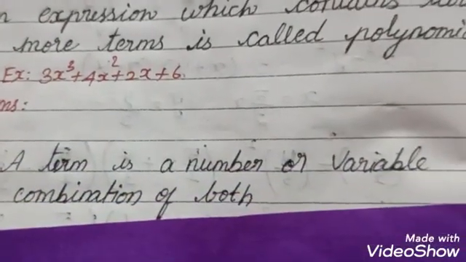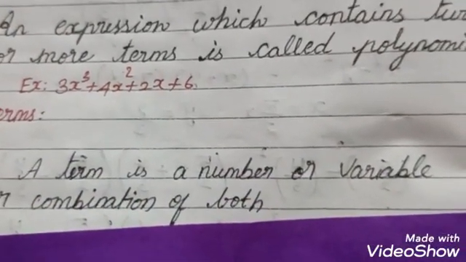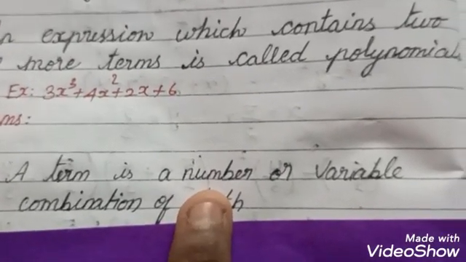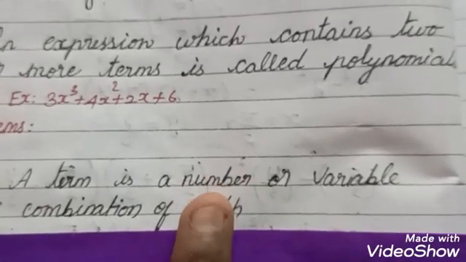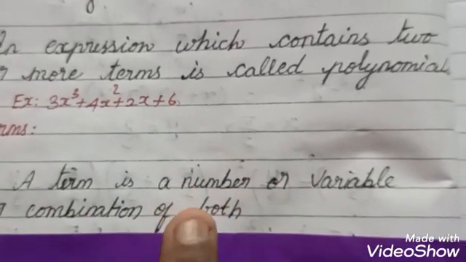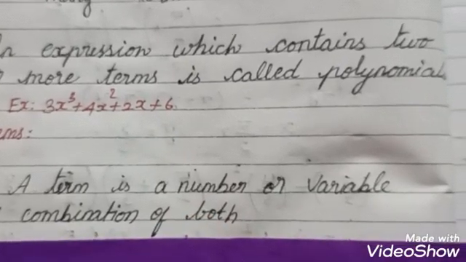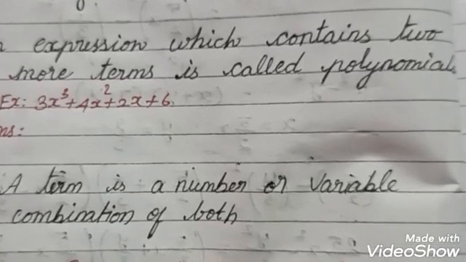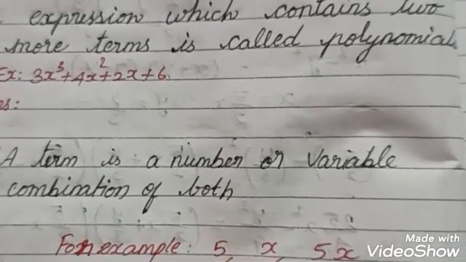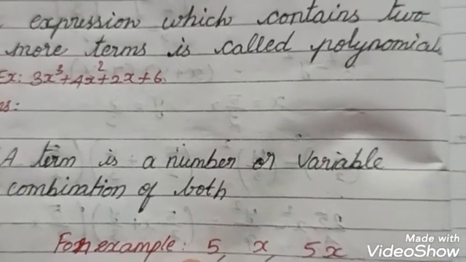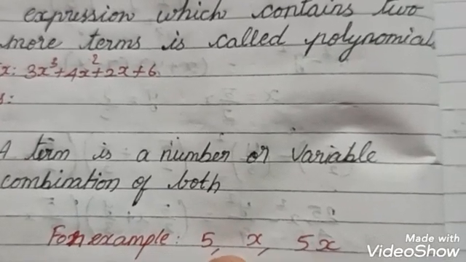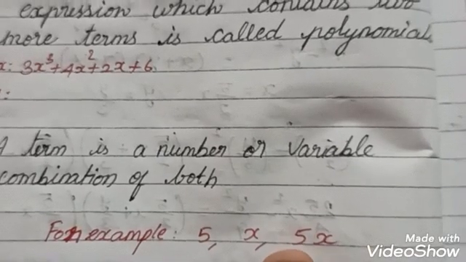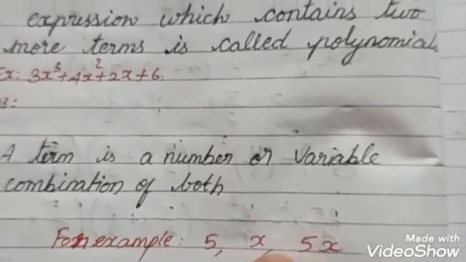First, term. A term is a number or variable or a combination of both. A number in the sense it should be a constant. Constant or number, variable, or a combination of both, we say it as a term. For example, 5. 5 is a number and also we say it is a constant. In the same way, x is a variable. So 5 is one term and x is one term, and 5x is also one term. It is the combination of constant and variable.